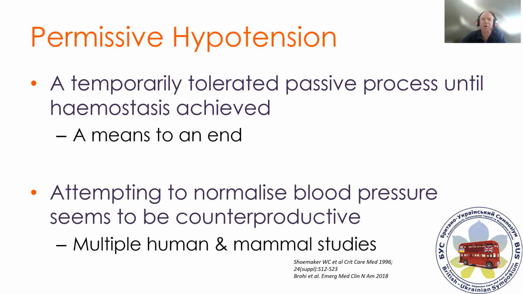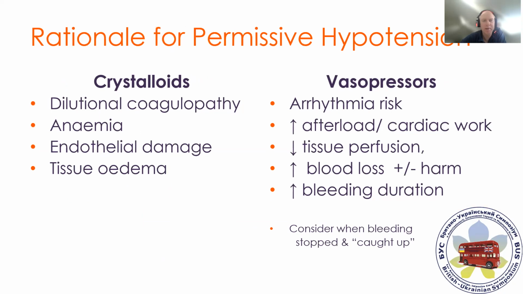Permissive hypotension, I'm only going to touch on briefly in the interest of time, but it's a temporarily tolerated process rather than a goal in itself. It's like a means to an end, because aggressively attempting to normalize the blood pressure with vasopressors or crystalloids seems to be counterproductive, because crystalloids will cause a dilutional coagulopathy as well as anemia. They're bad for the vascular endothelium, and therefore detrimental. If a patient's bleeding, we should give blood.